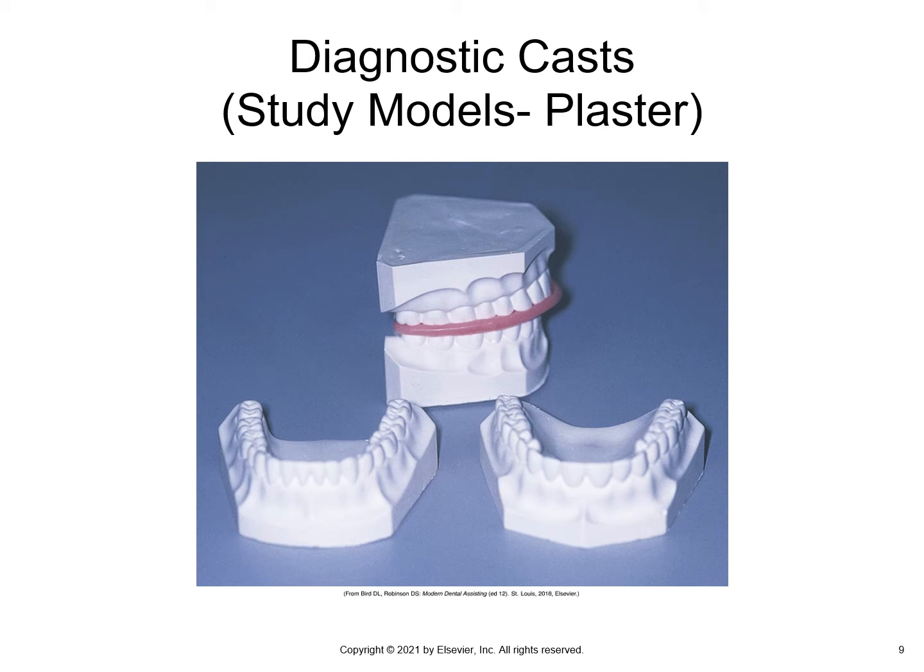Here are some study models. These would be diagnostic casts or study models. They're poured in plaster. Plaster is typically white, and you can see how they have a base to which the anatomic portion can sit on, and these are really great for patient education because you can actually show a patient how their occlusion fits together and kind of give them an idea of what you're trying to achieve with whatever treatment that is that you're presenting.